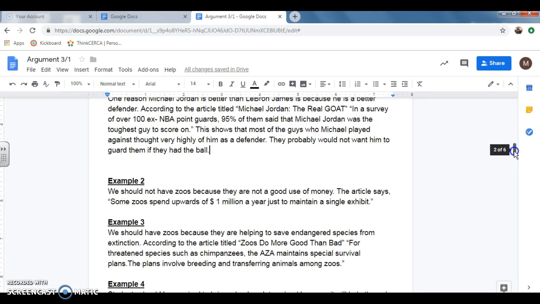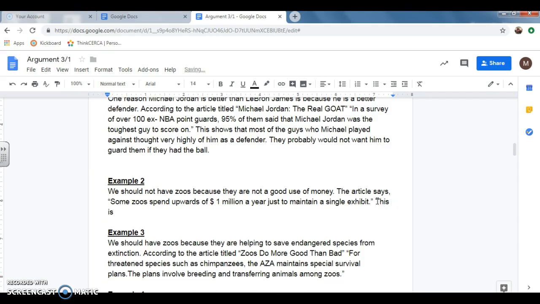Move to example 2. The reason is we should not have zoos because they are not a good use of money. This is from a previous article we read. The article says, quote, some zoos spend upwards of $1 million a year just to maintain a single exhibit. Now I have to expand and clarify. So I'm just going to say this is a crazy amount of money to spend on just one exhibit.